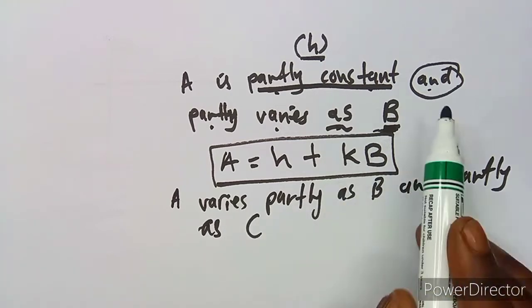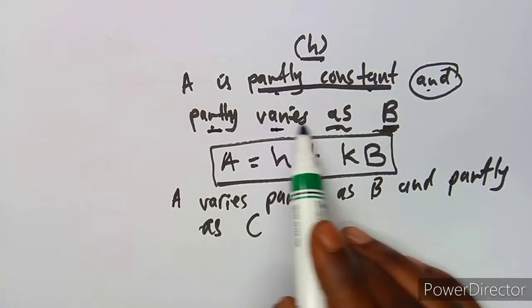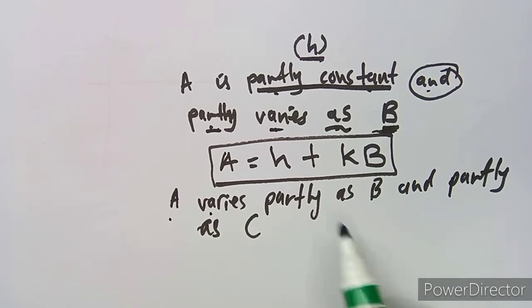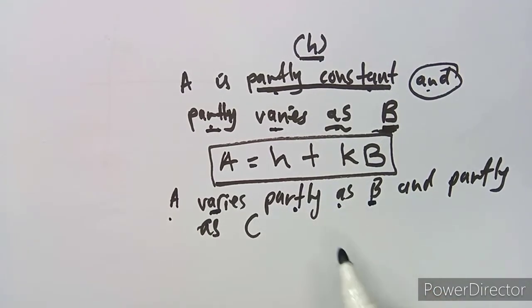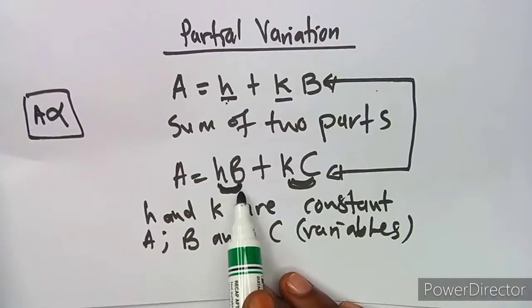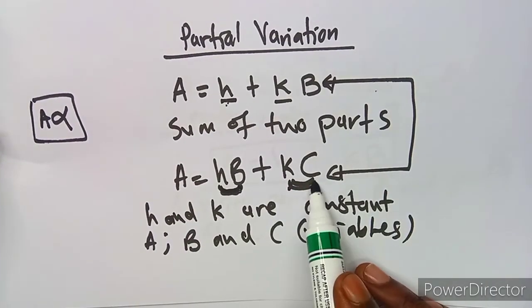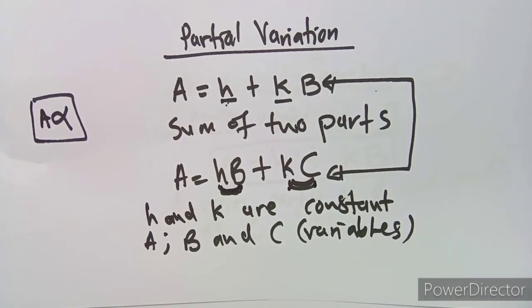Varies partly, just like this part. Partly varies as, which is the same. A varies, you have started with the varies, so we're going to have partly as the letter that is affected by the constant, so it's b, and partly as c, so it must be partly as. That is how you connect.